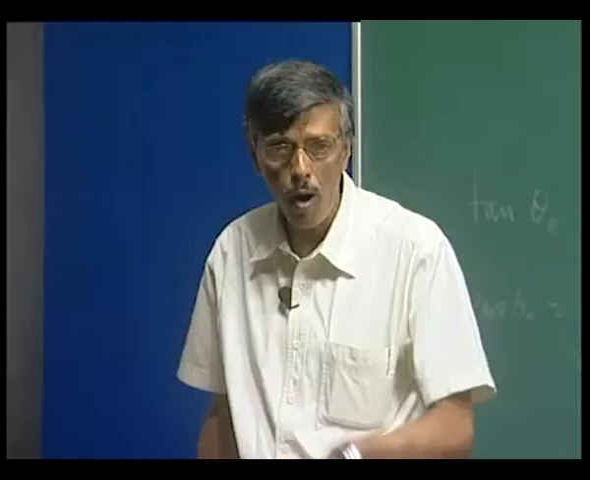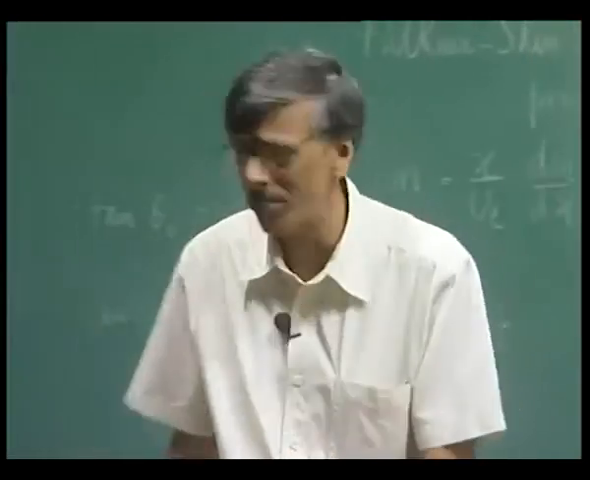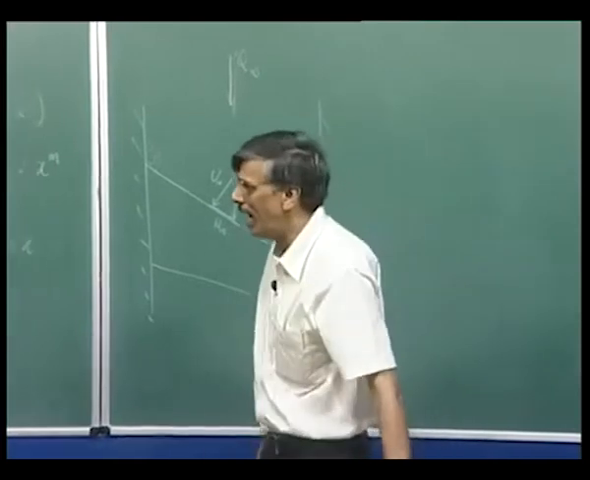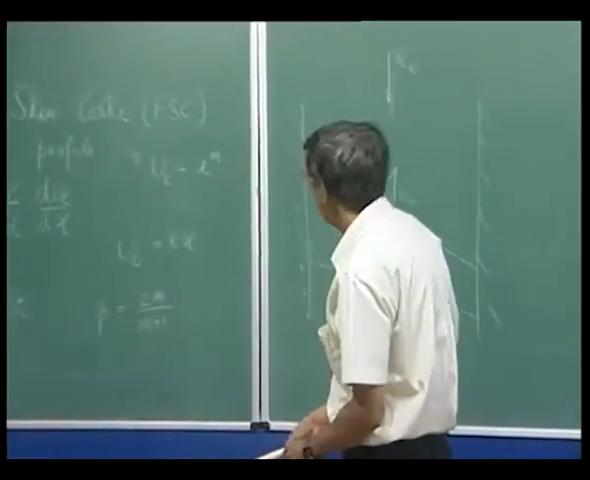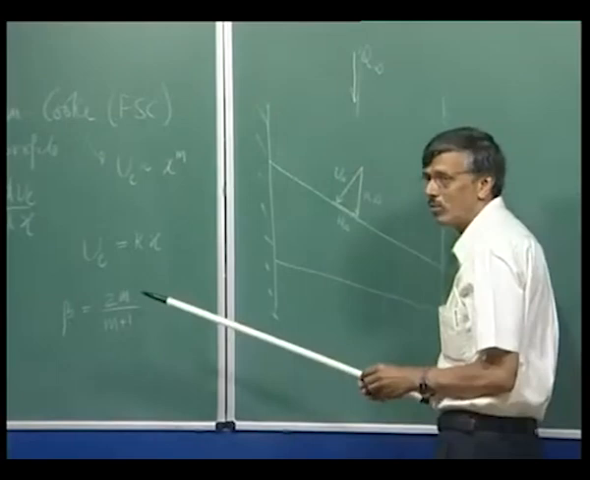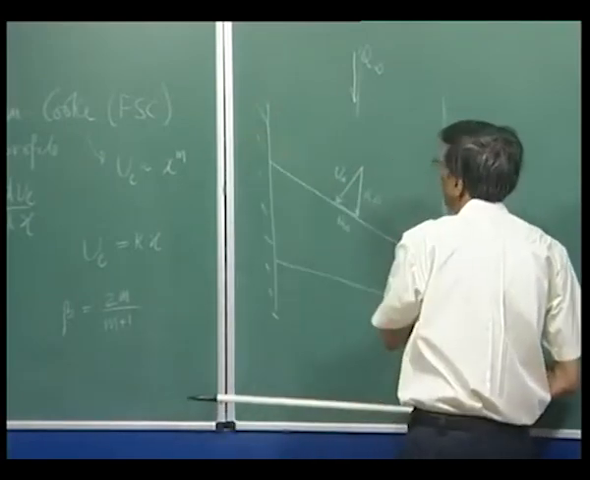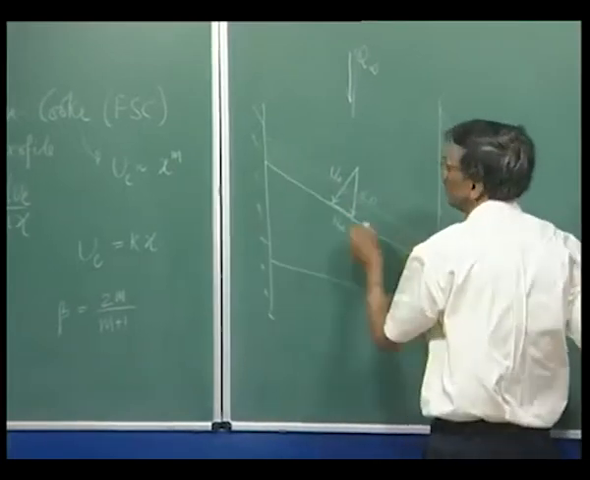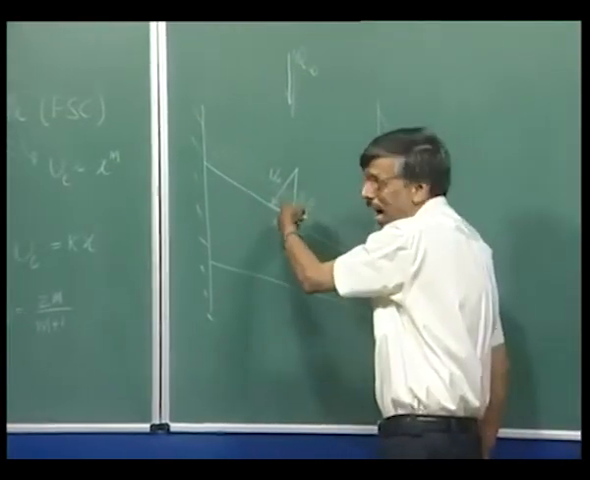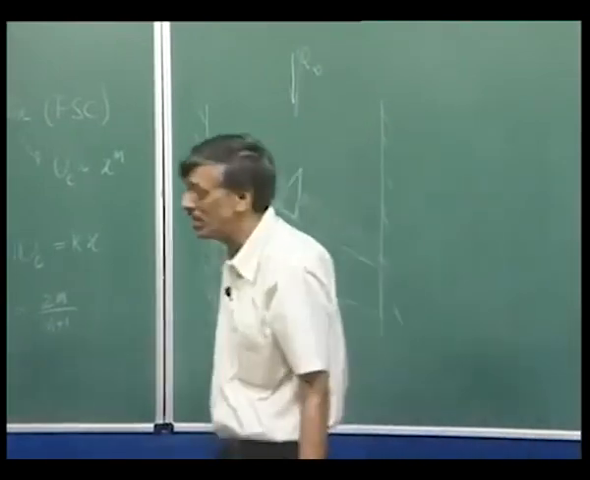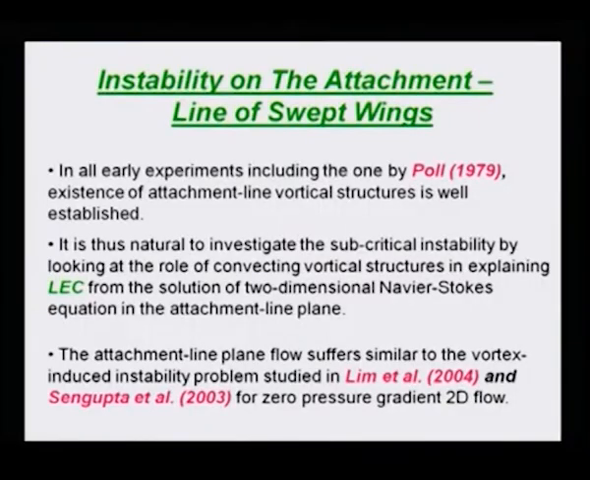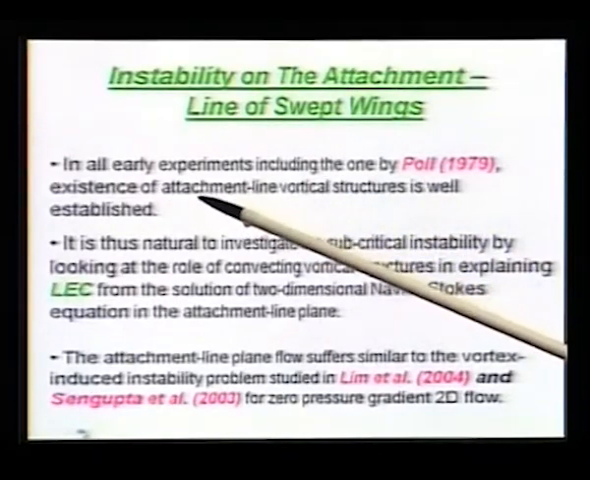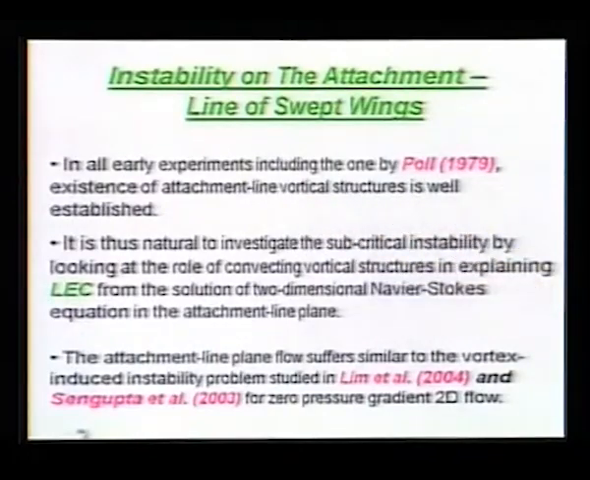For example, Poll did that experiment, and instead of taking a wing, he took a yawed cylinder, and he noted that along this attachment line in this plane, of course, there will be a lot of vortical structures, because aided by the sweep angle, they will propagate inside the shear layer or outside the shear layer. So, that is what is being said, that experimentally it was noted that attachment line vortical structures are very much there.